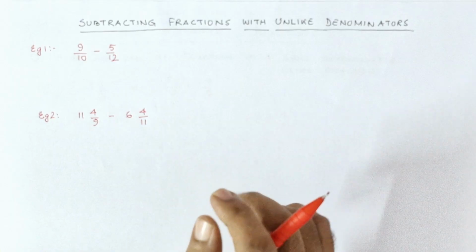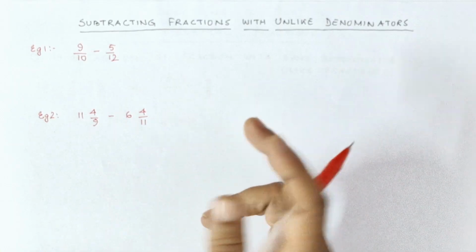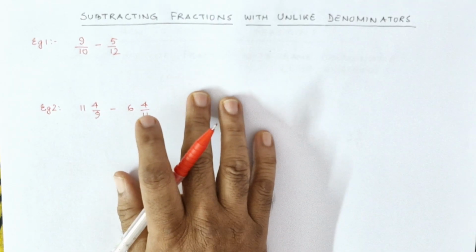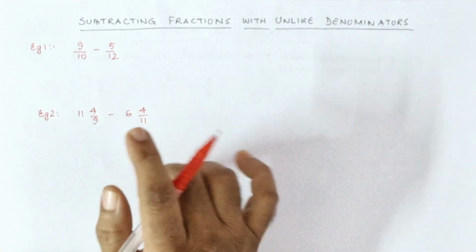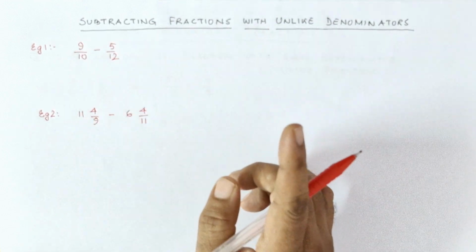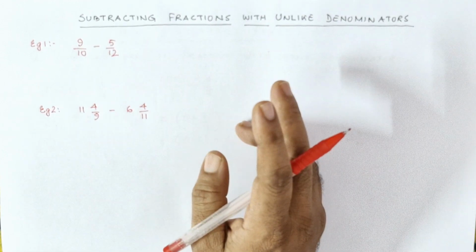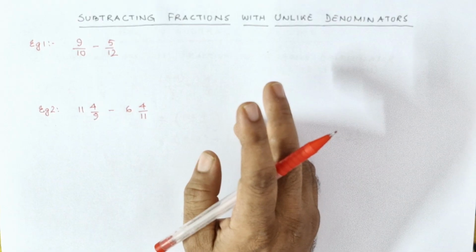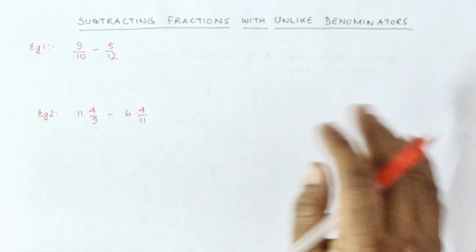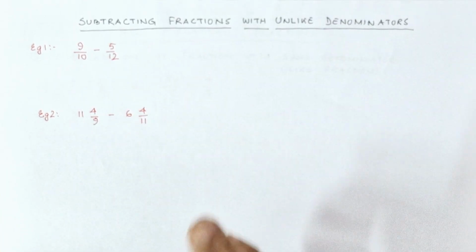So what does it mean? Conversion of unlike fractions into like fractions. The first step would be converting them into common denominators by finding the LCM. Now you can follow the steps that we have just seen. Got it? So let's see.